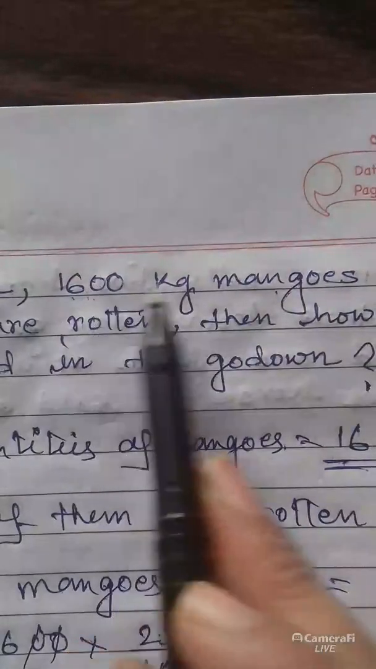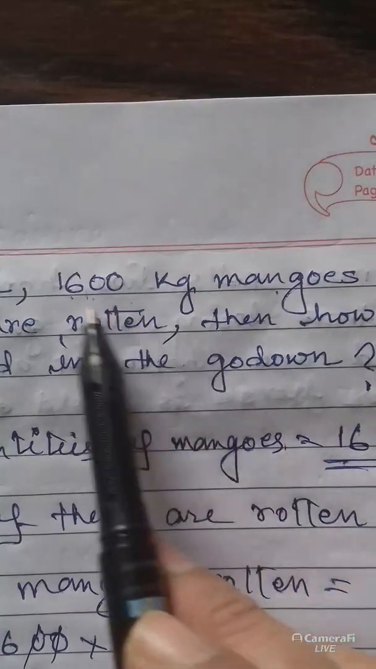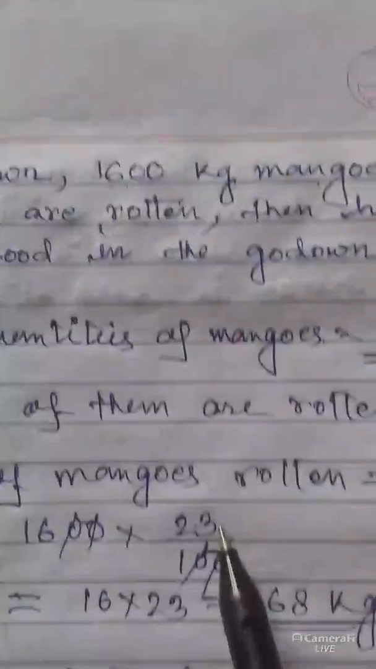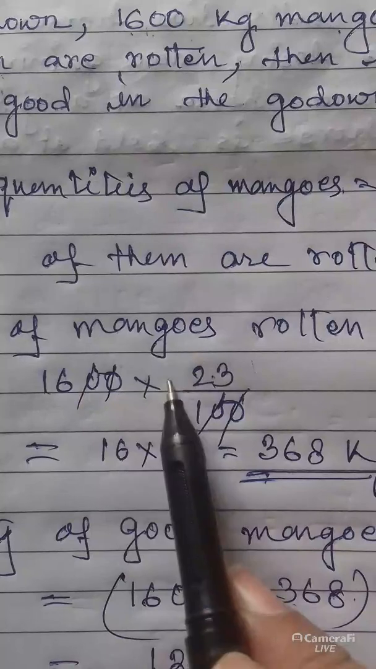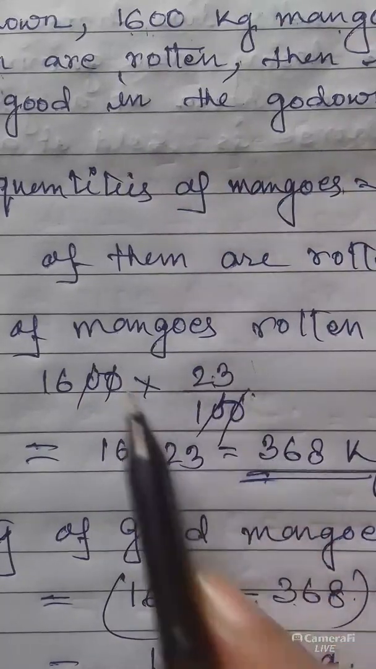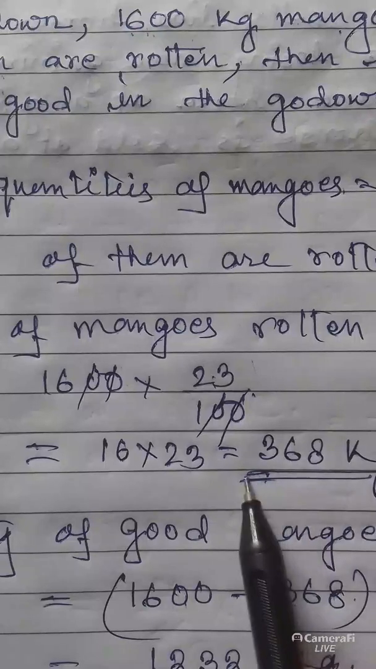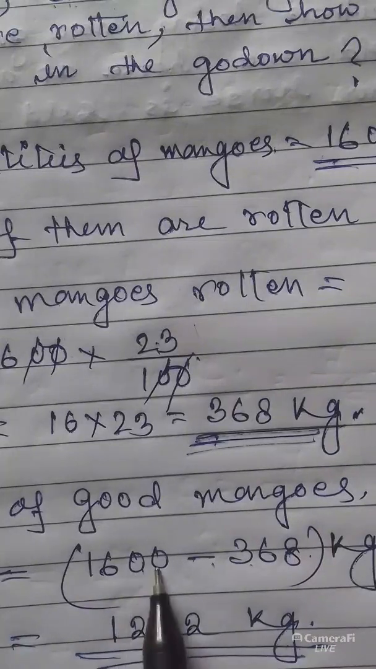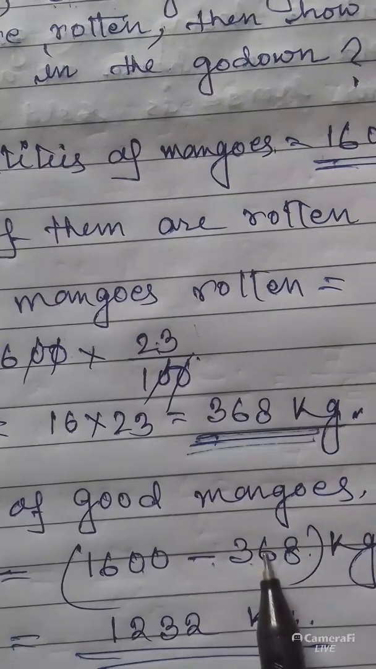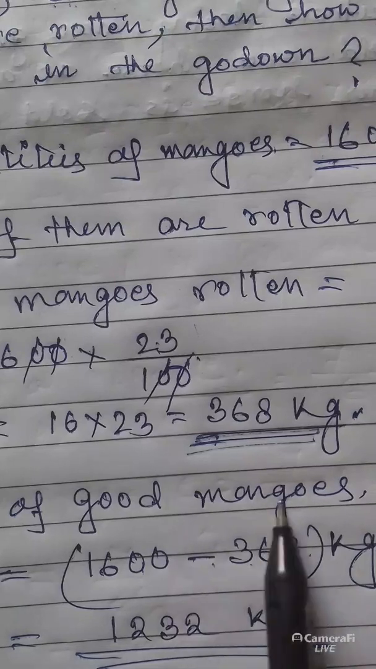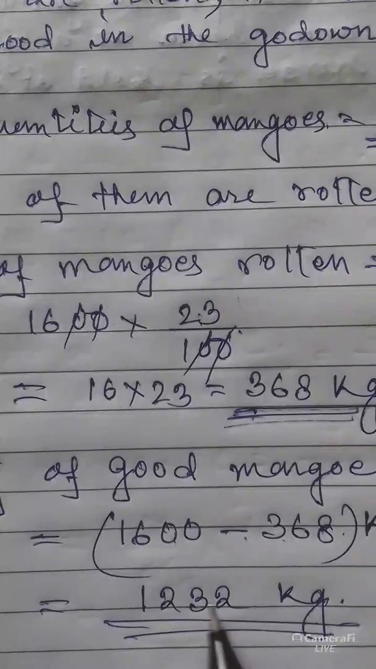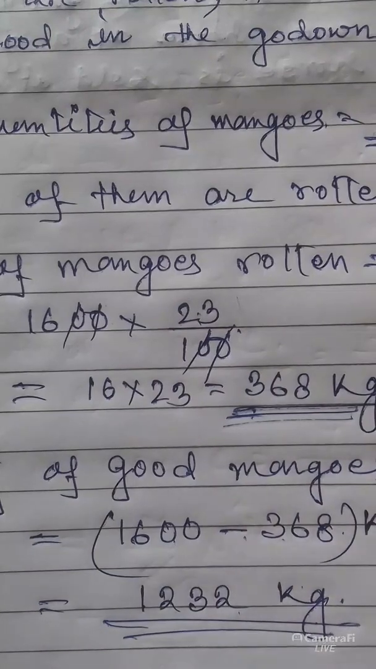In the question, 1600 kilogram of mangoes are stored. Total mangoes is 1600. 23% of them are rotten. So 23% of them means 1600 into 23 by 100. 0 0 cancel. 16 into 23, 368 kilogram of mangoes are rotten. Therefore good mangoes are 1600, where 1600 is total mangoes and 368 are rotten mangoes. So good mangoes are 1600 minus 368, which is 1232 kilogram of good mangoes.